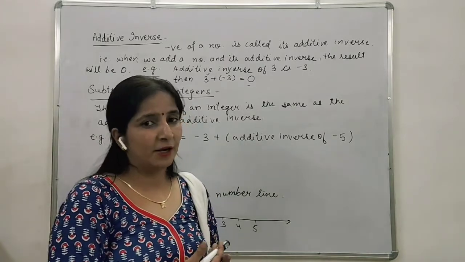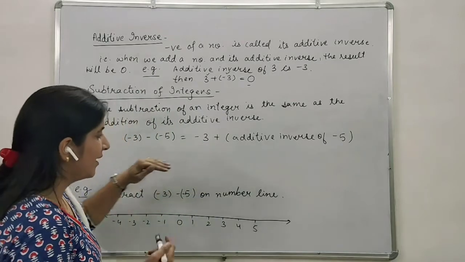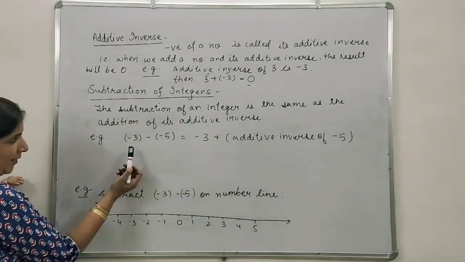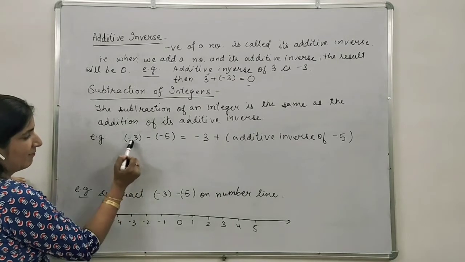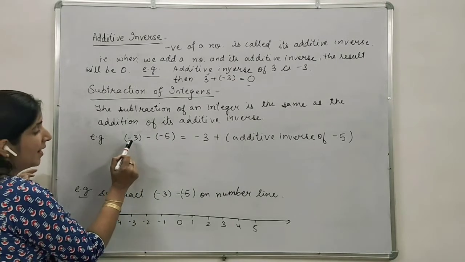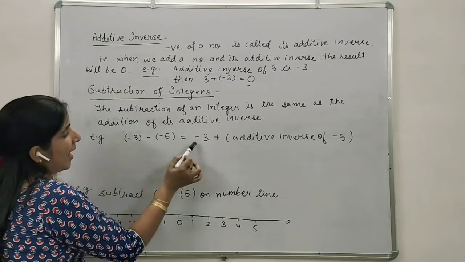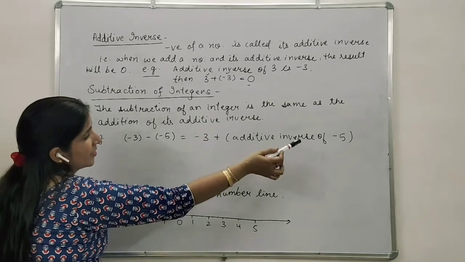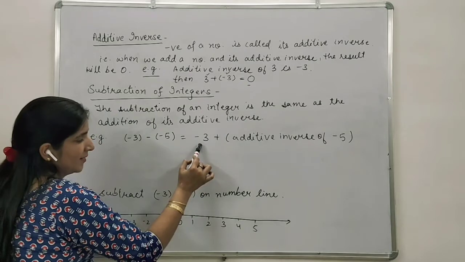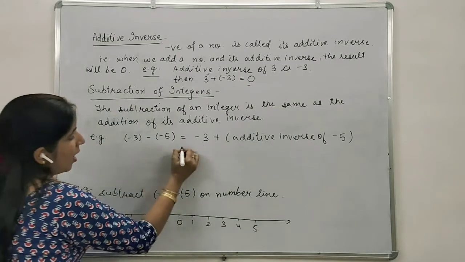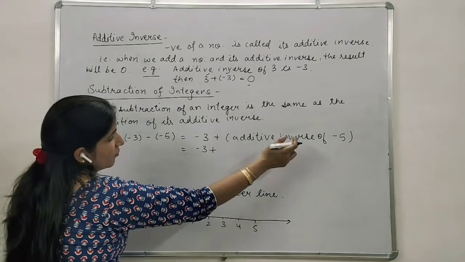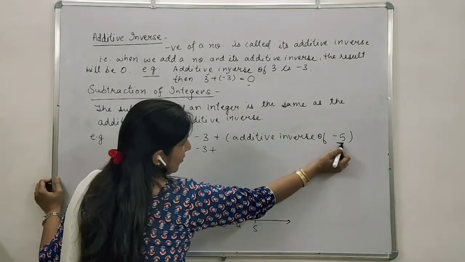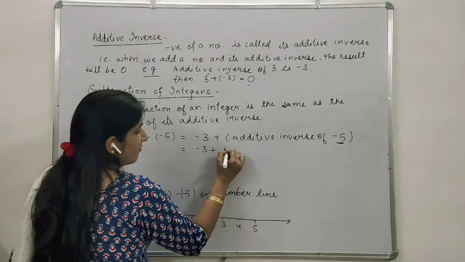You will get in the habit of that, but in the beginning we can keep this point in mind. I am repeating, minus 3 minus 5. We are subtracting negative 5 from negative 3. It is nothing but adding the additive inverse of minus 5 to minus 3. Now what is the additive inverse of minus 5? Opposite sign. That is 5 only.